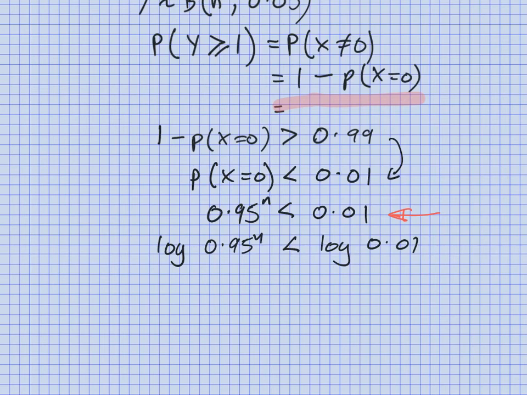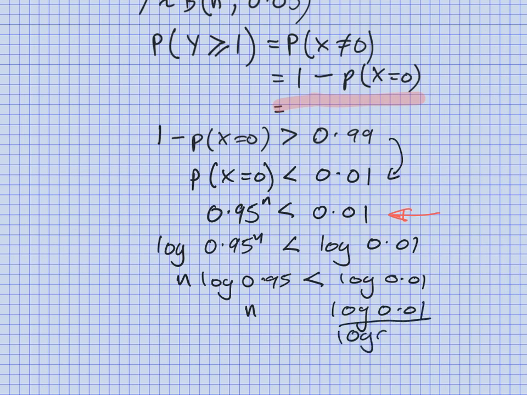Okay, right. So we've hit this point here. We're going to rearrange, so we get n log 0.95 is less than log of 0.01. Obviously, we need to divide by log of 0.95. So n is related to log of 0.01 over log of 0.95.